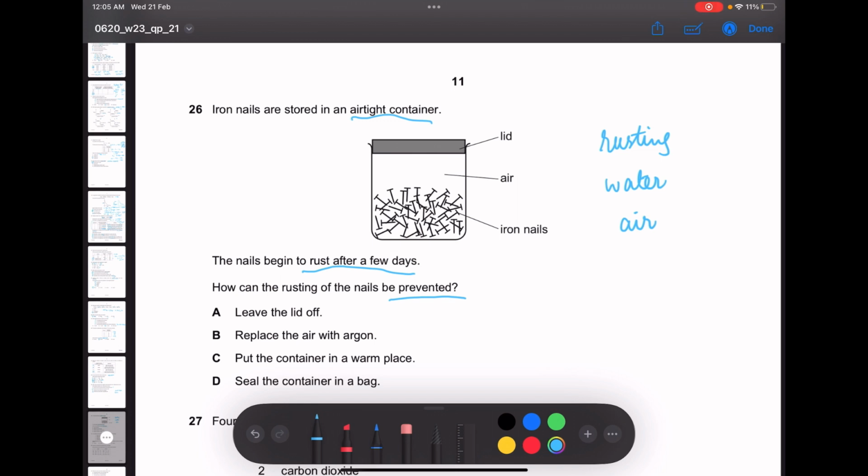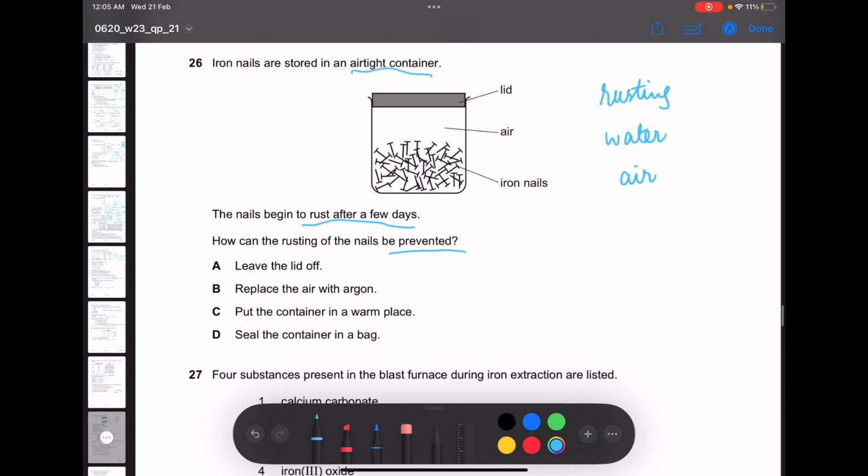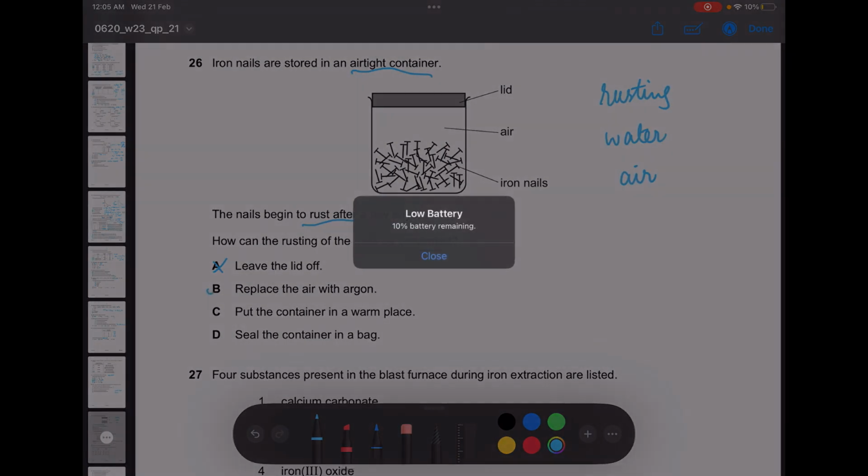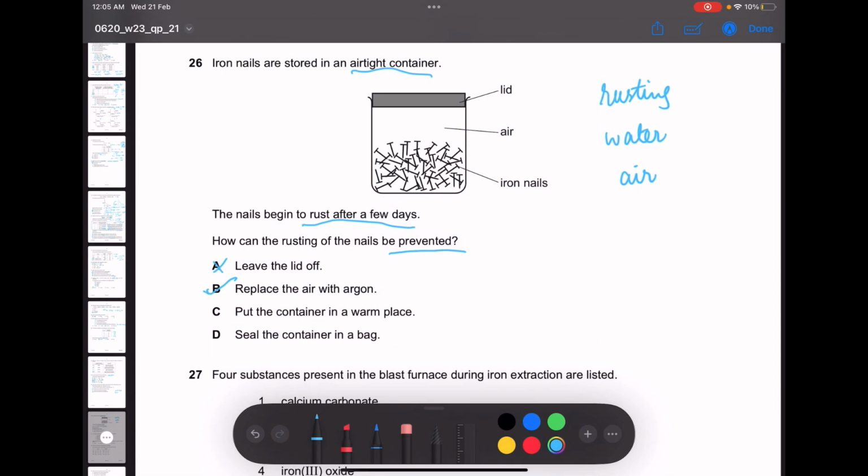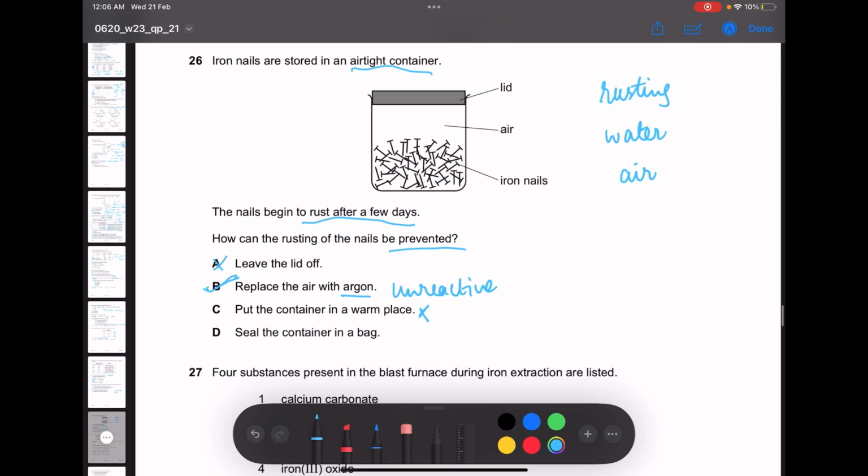So in part A, they're saying leave the lid off. No. When you leave the lid off, air is going to react. Replace the air with argon. Yeah, we can do that, because argon is an unreactive gas, and we won't have any air also. Put the container in a warm place. Temperature won't do anything. Seal the container in a bag. It will make no difference. So it's B.